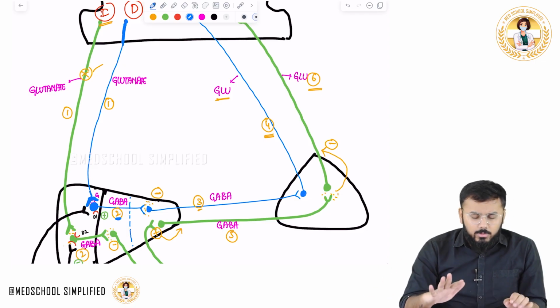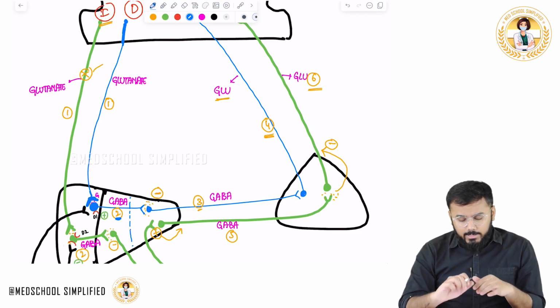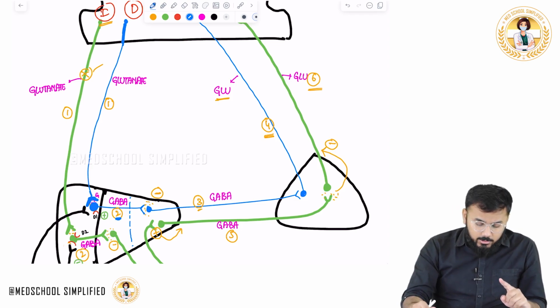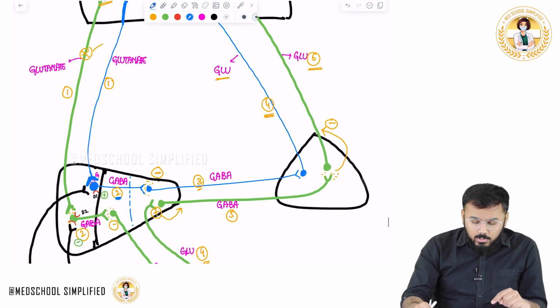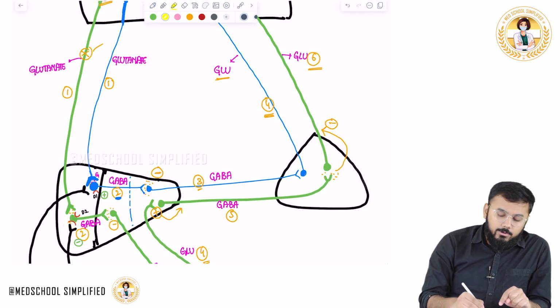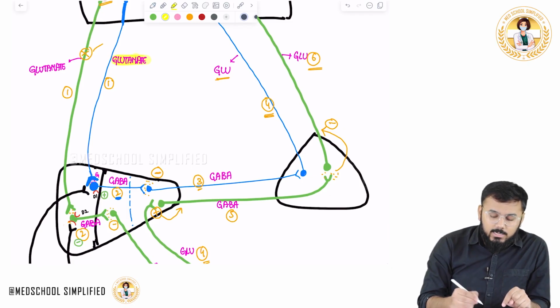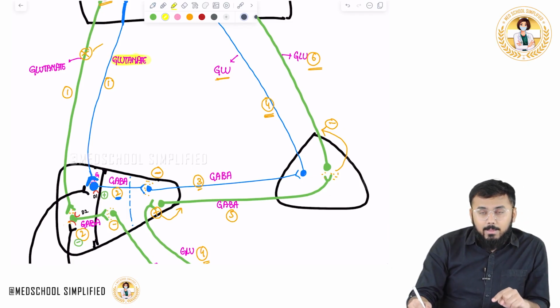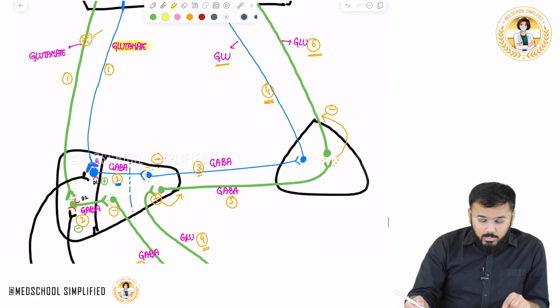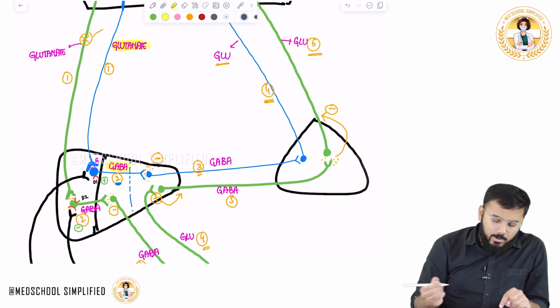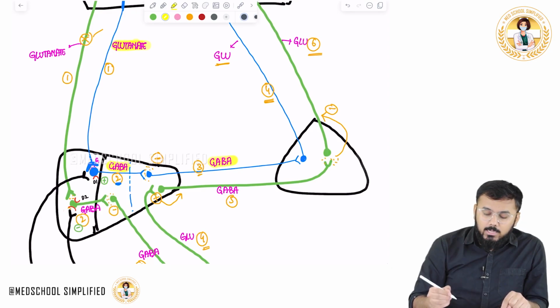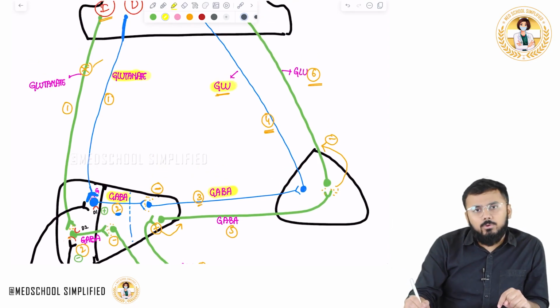Okay, look here. The first important thing you need to see is that within the direct pathway, the blue color lines, we have got how many neurons? 1, 2, 3, 4. Out of these 4 neurons, just look at neuron number 1. Neuron number 1 is releasing glutamate. It means this has a capacity to activate the next neuron. Neuron number 2 is releasing GABA. Neuron number 3 is also releasing GABA and neuron number 4 is releasing glutamate.